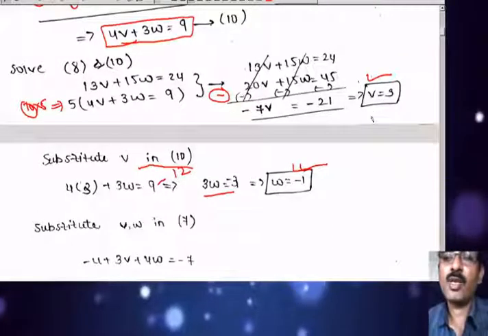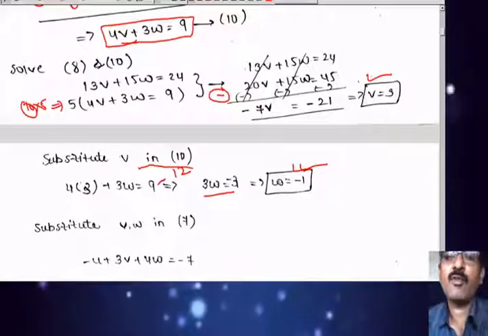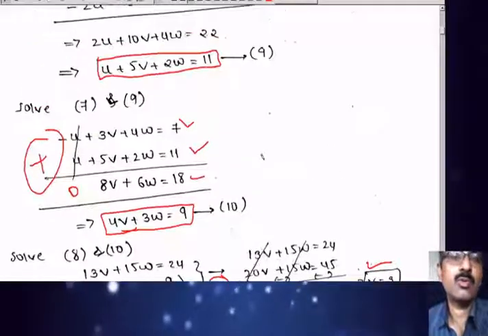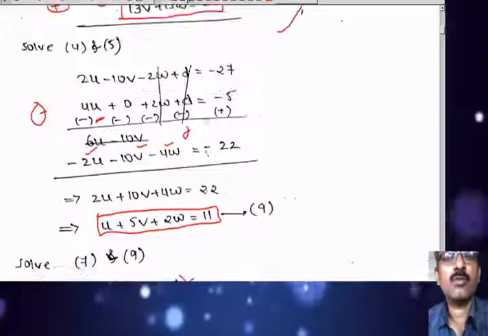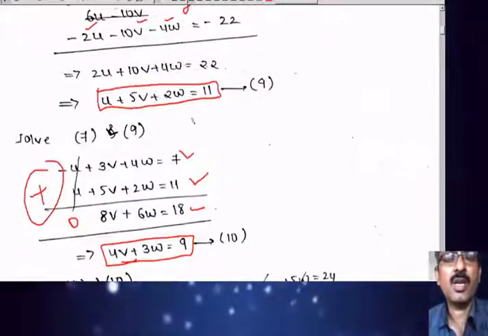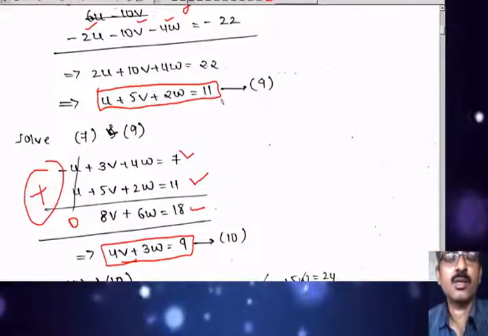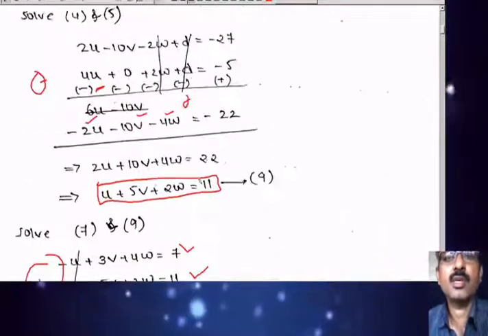Substituting v and w in the equation having u, v, w. Choose an equation having u, v, w. We have more than one equation. Take a simple equation that has the least coefficients. Here we have taken equation 7.